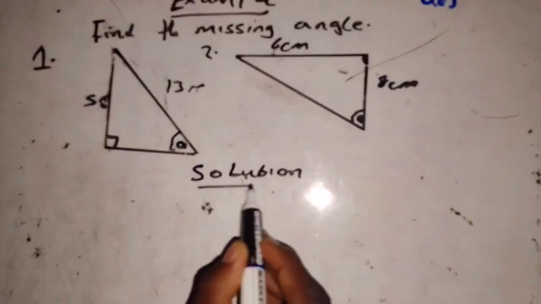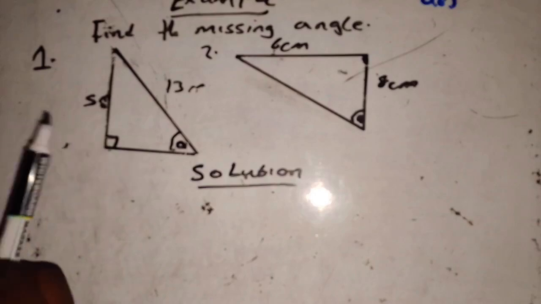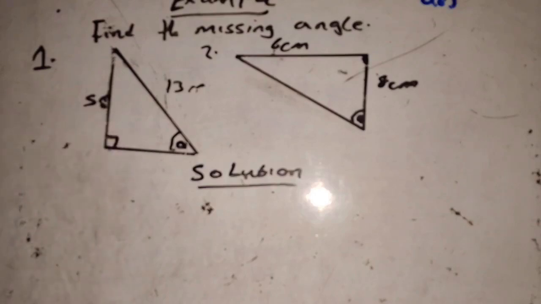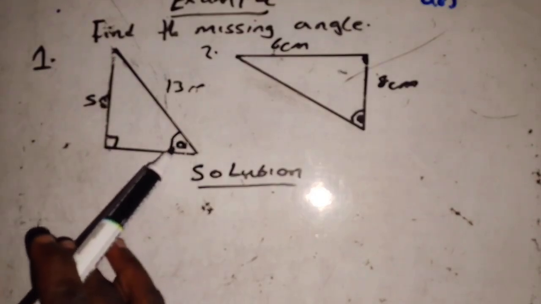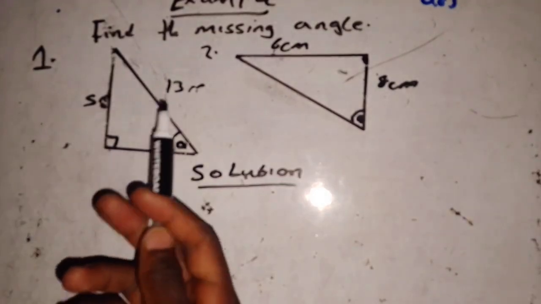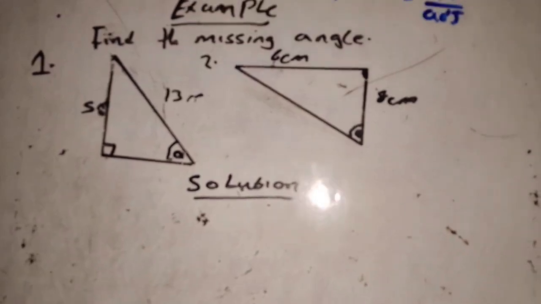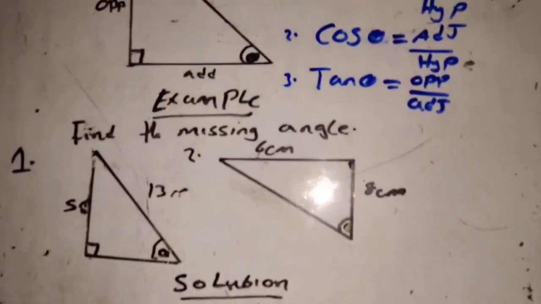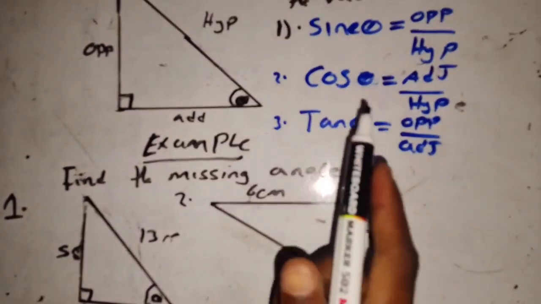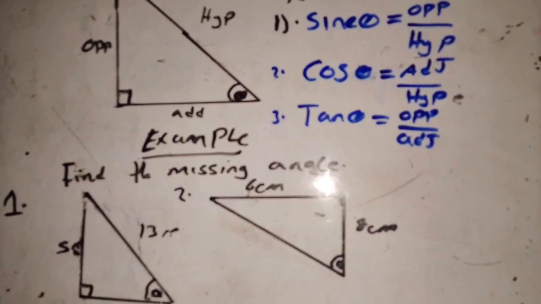If you see this triangle, let's identify the sides. We know that the side opposite to the angle is called opposite. So our 5 here is our opposite. Again, the longest side is the hypotenuse. You are going to see which trig ratio has opposite and hypotenuse. Here we have sine theta, which is opposite over hypotenuse. Do we have opposite? Yes, it's this one. Do we have hypotenuse? It's this one. So sine theta can work.